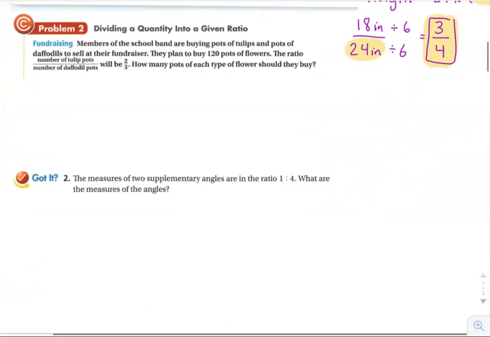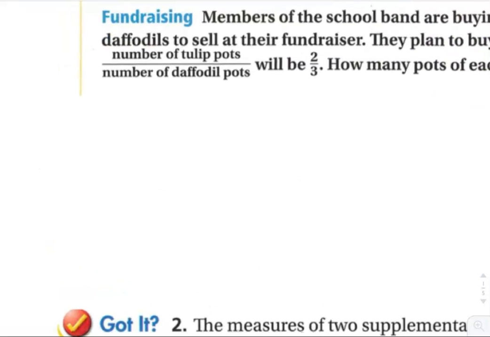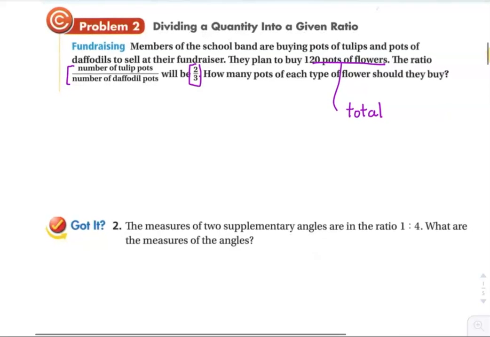All right, moving on to this problem here, a little bit different type. Members of a school band are buying pots of tulips and pots of daffodils to sell at their fundraiser. They plan to buy 120 pots of flowers. And I'm just going to make note of that. So that's for the total combined. The ratio of the number of tulip pots to the number of daffodil pots is 2 to 3. How many pots of each type of flower should they buy?